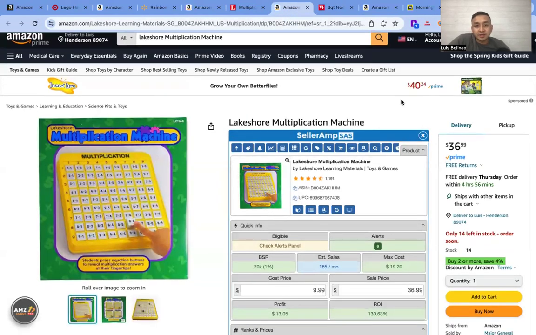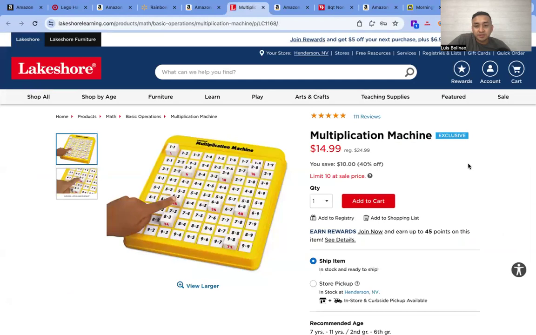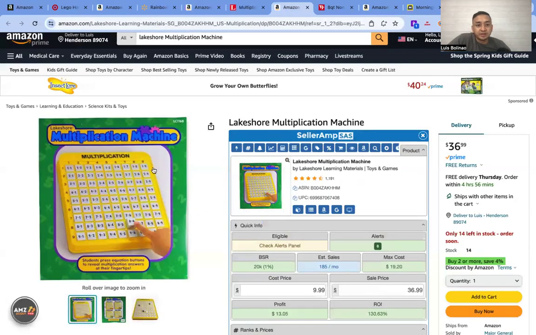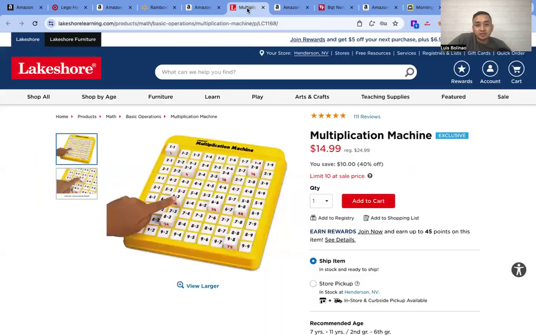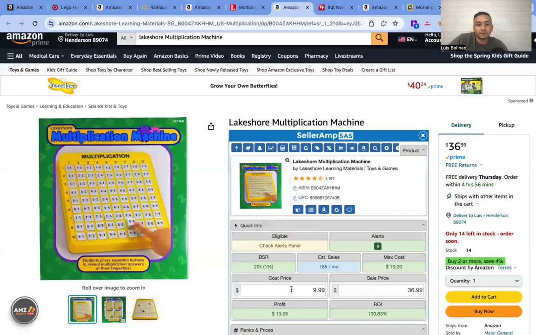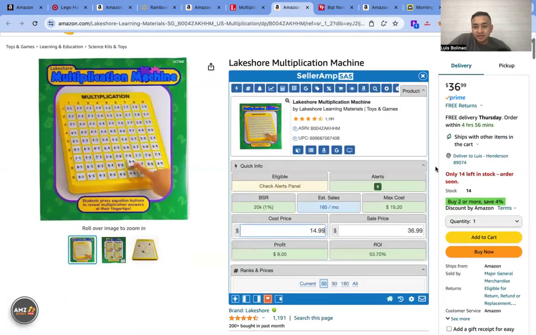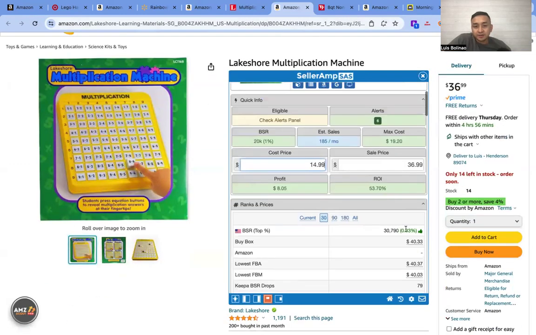All right, next product is, let's see, multiplication machine. It looks like the same product. The cost is $14.99. Okay, $14.99. Sale price is $36.99 right there. ROI.